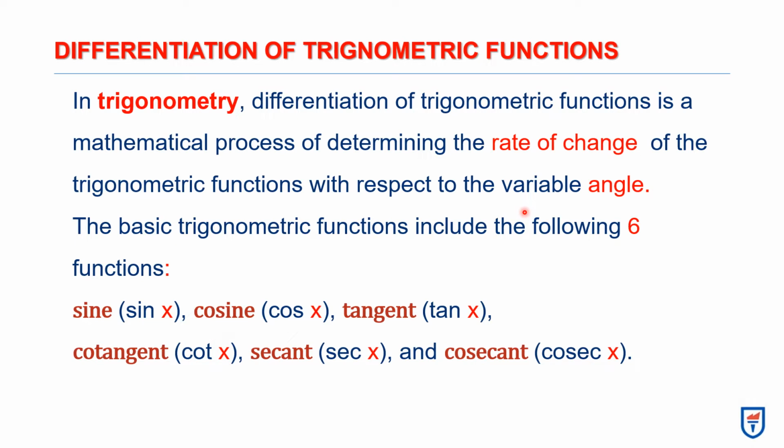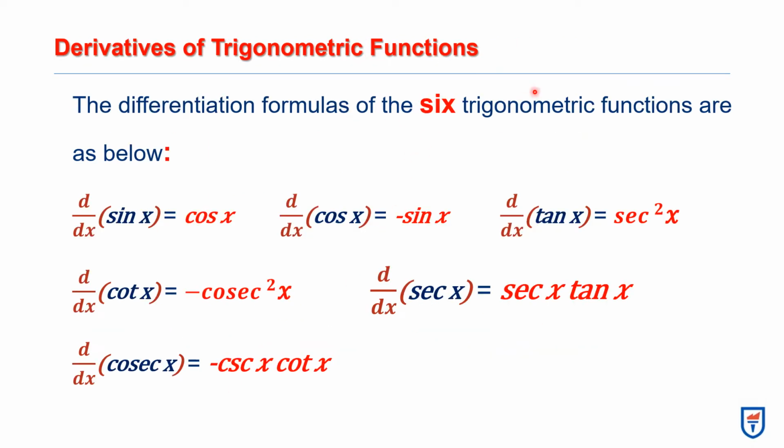Let's now look at the properties of trigonometrical functions. Differentiation of a trigonometrical function is defined as a mathematical process of determining the rate of change of a trigonometrical function with respect to a variable angle. The basic trigonometrical functions include the 6 main trigonometrical functions, which are sine, cosine, tangent, cotangent, secant, as well as cosecant. All the derivatives of trigonometrical functions are derived from our 6 main basic trigonometrical functions.